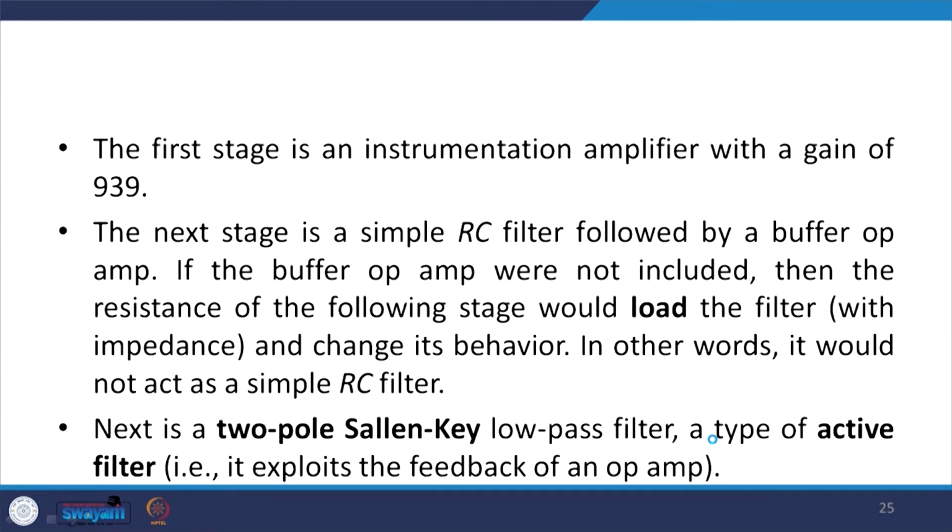The first stage is an instrumentation amplifier with a gain of say 939, and the next stage is a simple RC filter followed by a buffer op-amp. If the buffer op-amp were not included, then the resistance of the following stage would load the filter and change its behavior. Okay. So, it would not act as a simple RC filter.